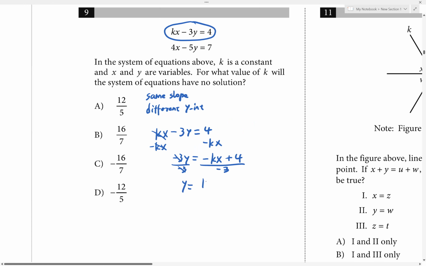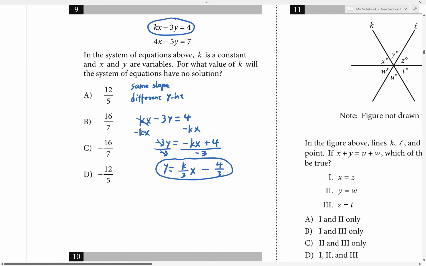So we just have kx over 3. Let me just write it as k over 3 times x. And then 4 over negative 3 will be minus 4 over 3. All right, so this is the first equation rewritten in slope-intercept form. That's what it looks like.